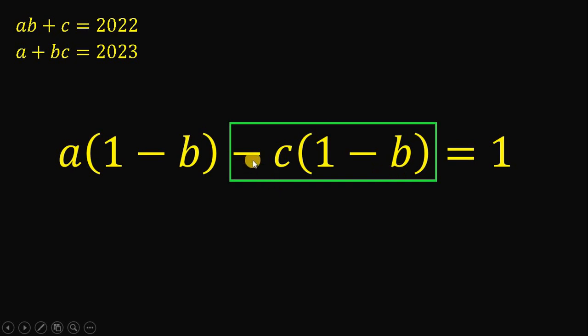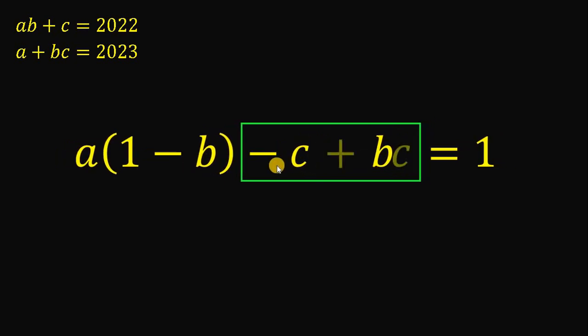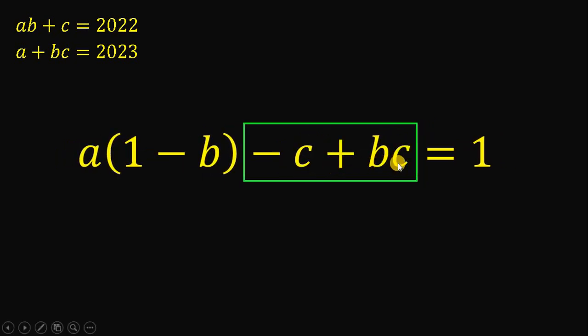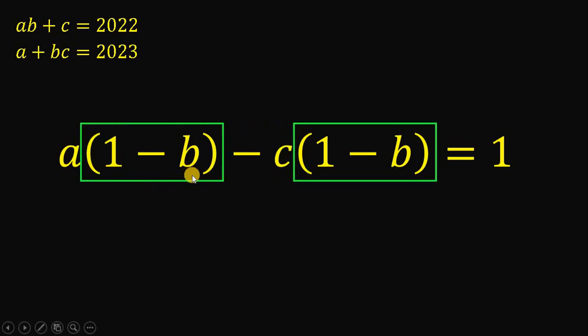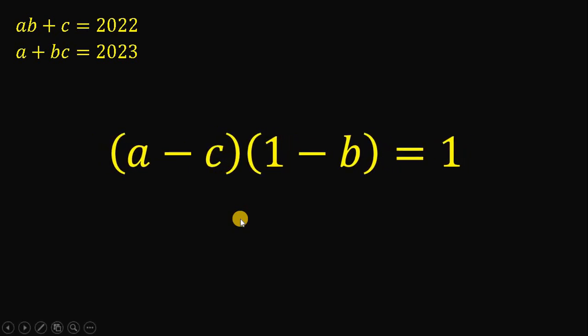Again, if we distribute negative C to 1 minus B, we will go back to negative C plus B times C. Again, let's factor out negative C like this. And the reason is we have a common factor again of 1 minus B. So we can factor out 1 minus B. This will give us A minus C multiplied by 1 minus B equals 1.